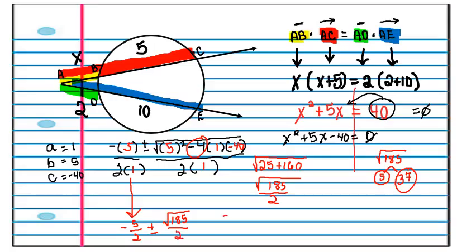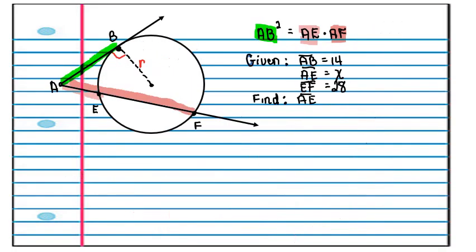And if you wanted to do it by calculator, you would take the negative 5 over the 2 and add it to whatever the value is of the square root of 185 divided by the 2. And we would do the minus: negative 5 minus, I'm sorry, that's supposed to be a 2 there, minus the square root of 185 over the 2.